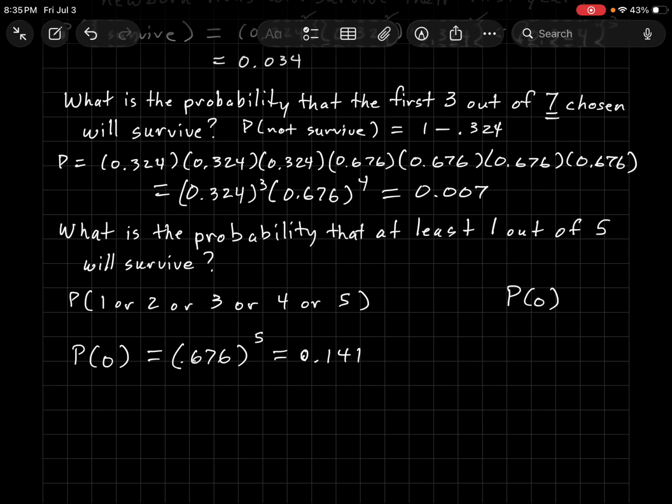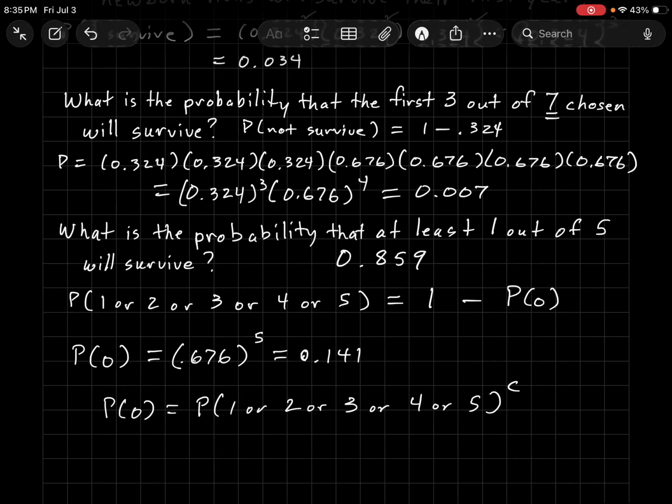Well, no. So why did I do that? Well, it's because the probability of 0 is what? Well, isn't it the complement of 1 or 2 or 3 or 4 or 5? So the answer I want is not the probability of 0, but 1 minus the probability of 0. So my final answer is 1 minus 0.141, or about 85.9%.